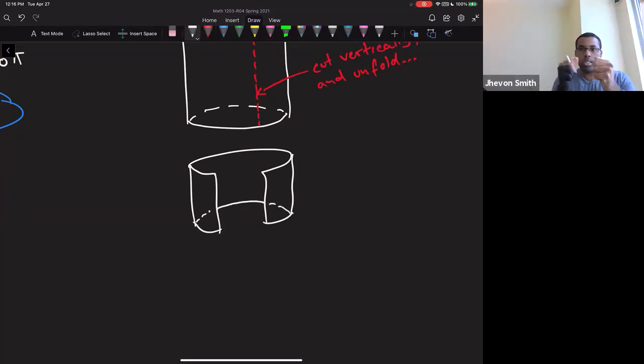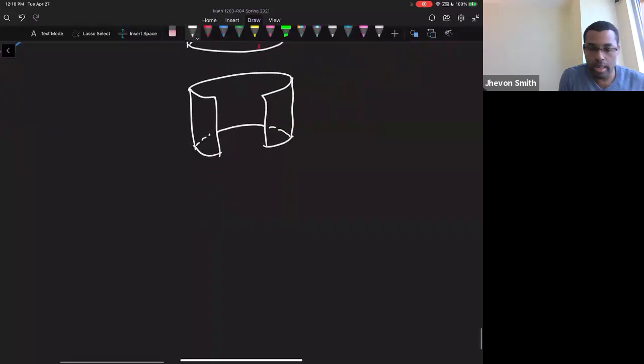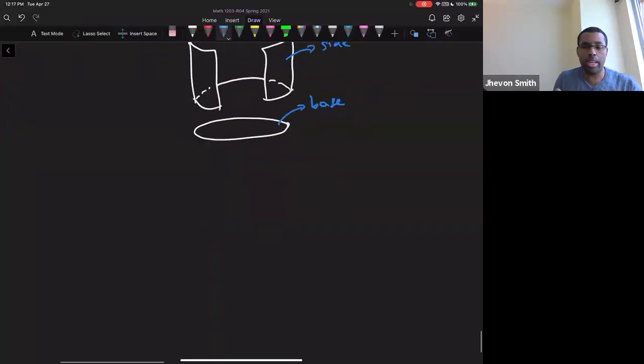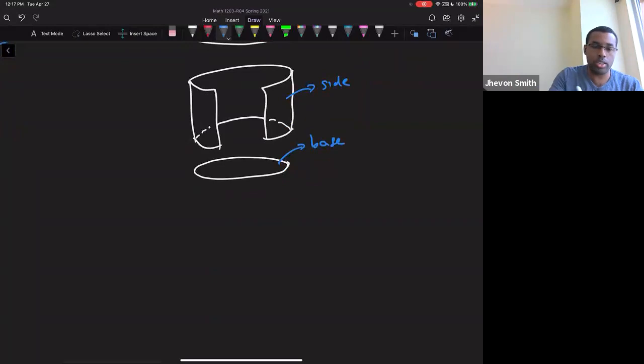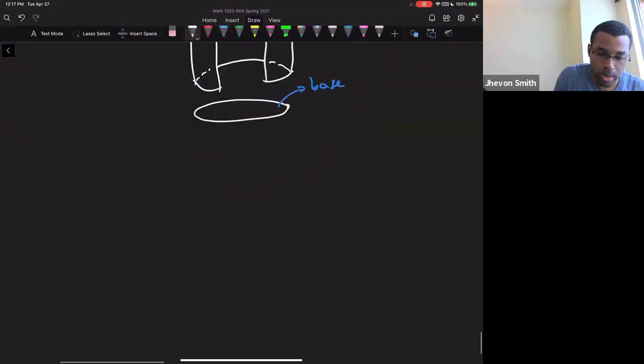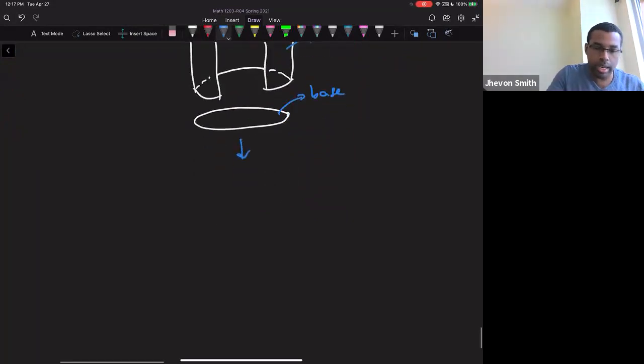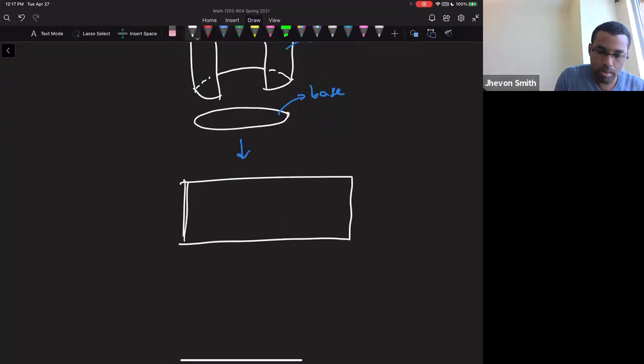Where I can slice one and start to unfold it. And then there's going to be the base. There is no top. So that's the side and the base. And it turns out that the sides of a cylindrical can will actually unfold into a rectangle. So this, you'll notice that it'll completely unfold into a rectangle.